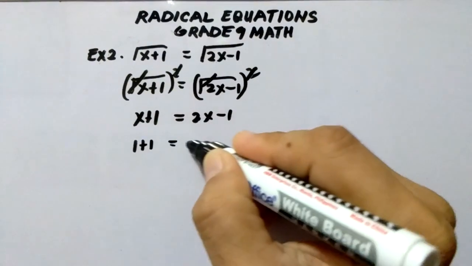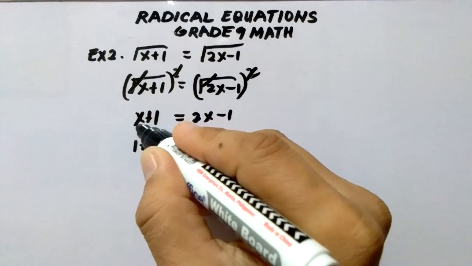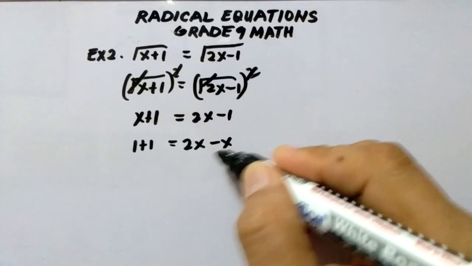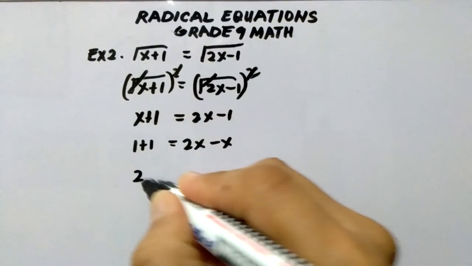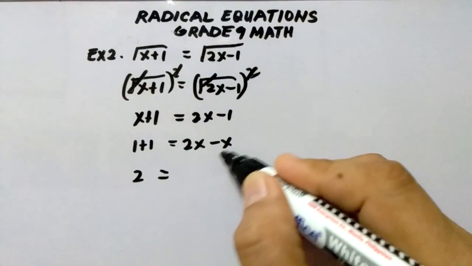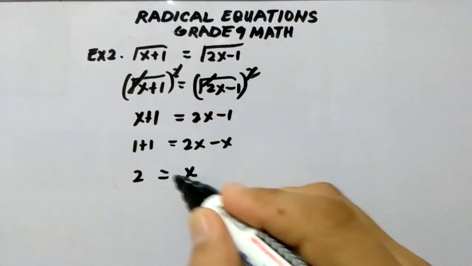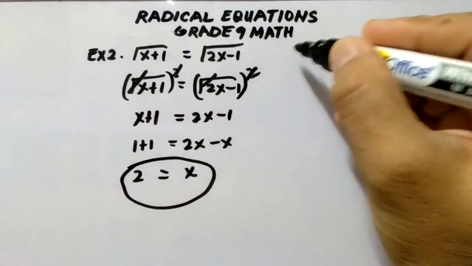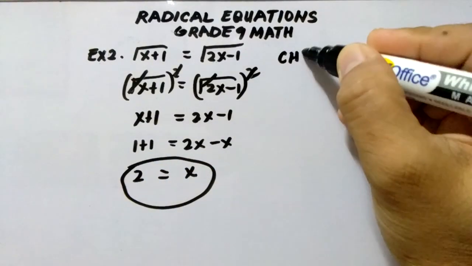Then, equals. So, we have 2x. Then, transpose po natin yung x dito sa right side. So, positive x becomes negative x. So, 1 plus 1, that is 2, is equals to 2x minus x, that is x. So, x is equals to 2. Then, check po natin kung tama ang ating nakuhang value ng x.